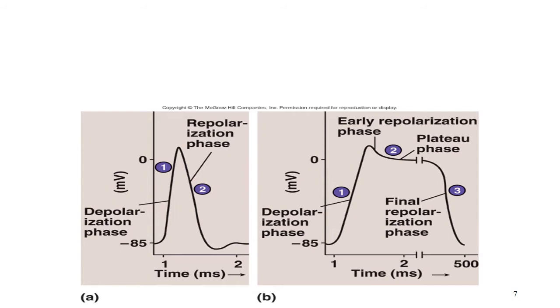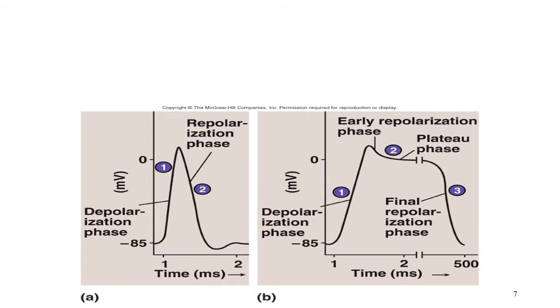Graph B is showing depolarization. The graph goes up. We're again measuring these in millivolts. Then we see a plateau phase where we level off, and a repolarization where the graph goes down. This can take up to 200 milliseconds or 500 milliseconds. This is a much slower contraction. So which graph do you think is cardiac muscle and which graph is representing skeletal muscle?